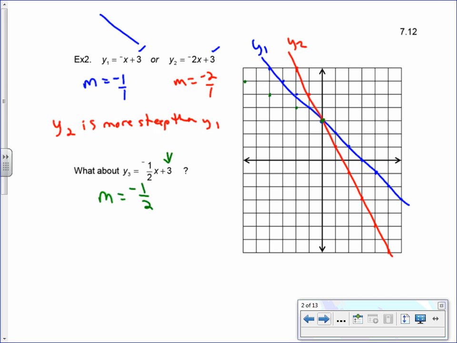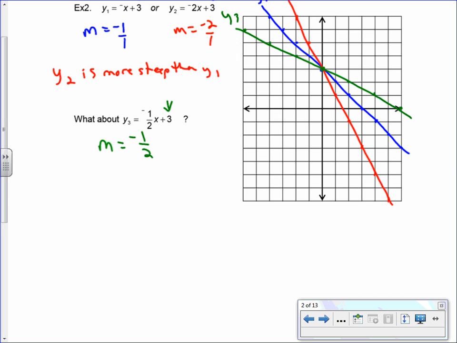Make sure you're keeping that slope negative. Make sure you double check yours and that it's looking like mine. If not, stop and erase it and fix your picture. Okay? And once again, just like on the first page, this third graph that I drew, y3, is the least steep.